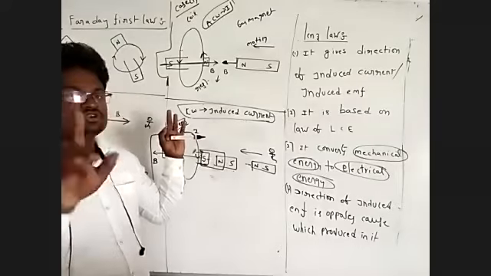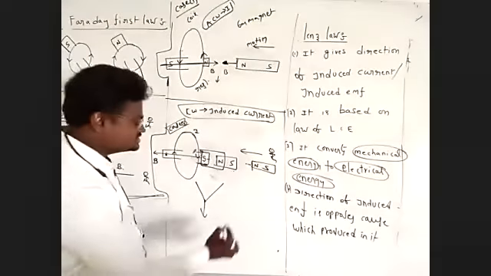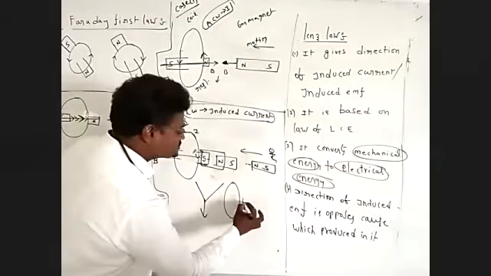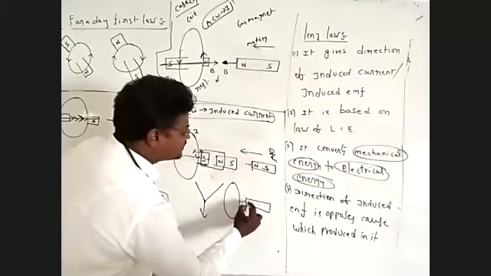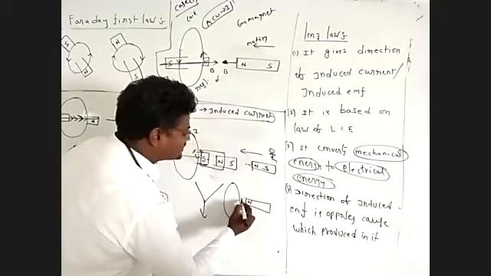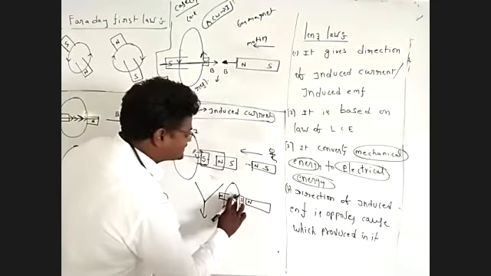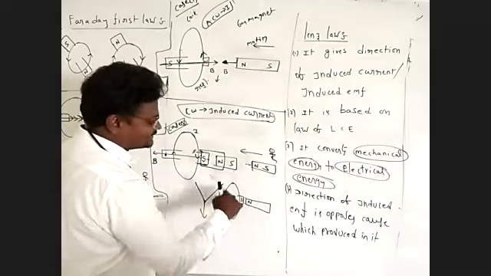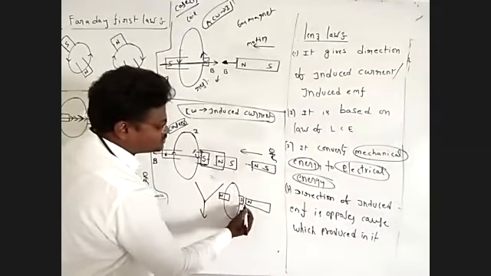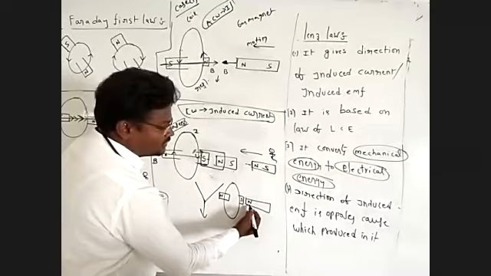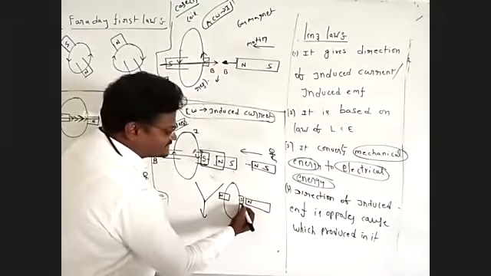Induced EMF is 0. Why? This is a coil, this is a bar magnet. The bar magnet is very near to the ring. The front part of the ring acts as a south pole, and this is the north pole of the bar magnet, very near to the ring.